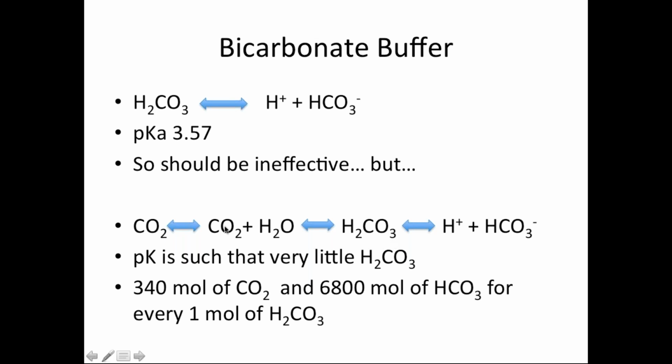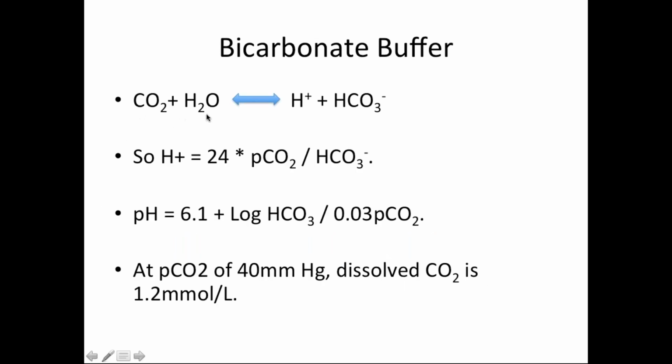So for every 340 moles of CO2 and 6,800 moles of bicarb, there is 1 mole of carbonic acid. So in this situation, we can also consider the H2CO3 to be not there at all and go directly for a reaction of CO2 plus water that equilibrates with H plus and the bicarb. And the pKa for this reaction is actually 6.1, which is close to the pH of the body.